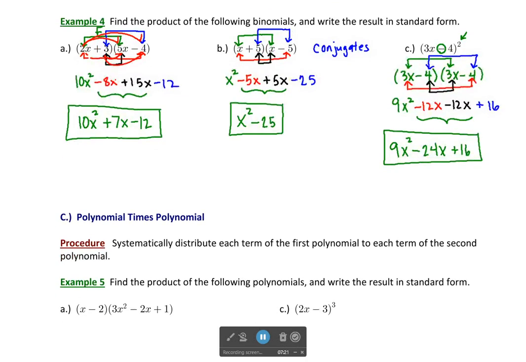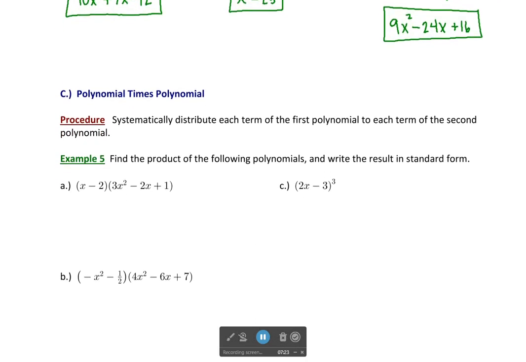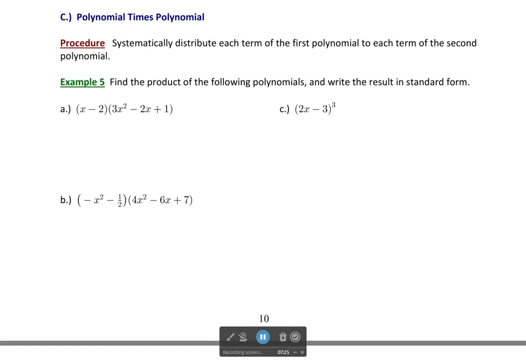That's the overarching principle when we multiply the more difficult case, polynomial times polynomial. Here's the procedure. Systematically distribute each term of the first polynomial to each term of the second polynomial. So on example 5, we want to find the product of the following polynomials and write the result in standard form, which of course means descending order.